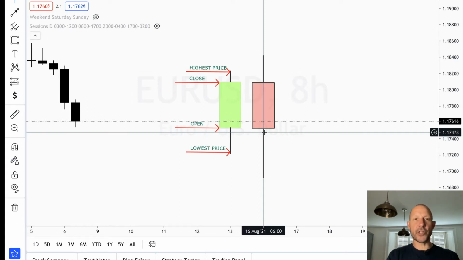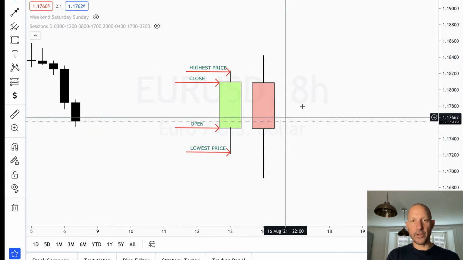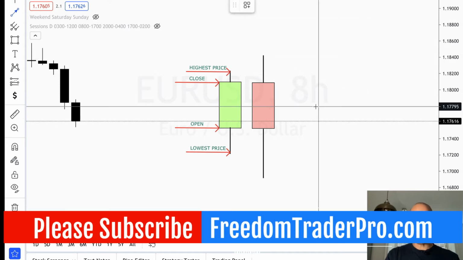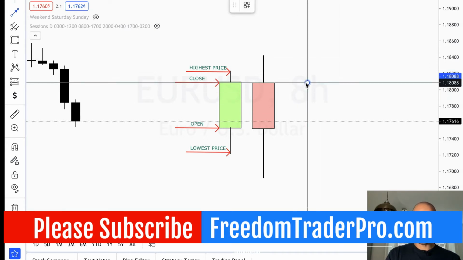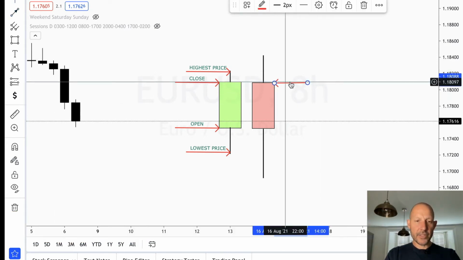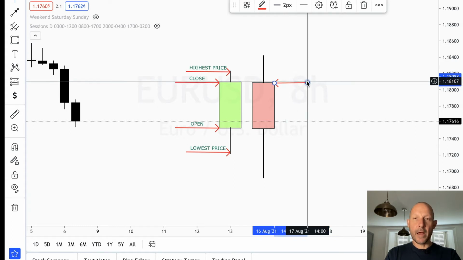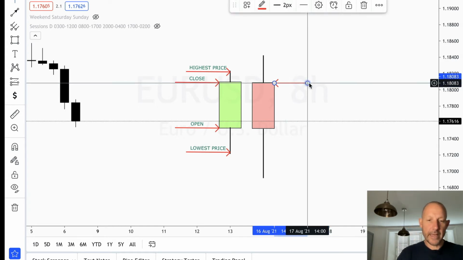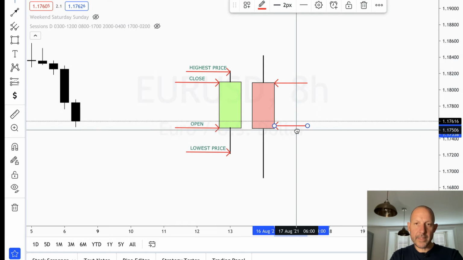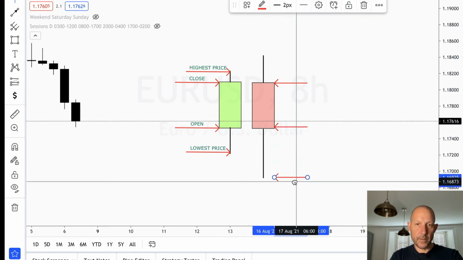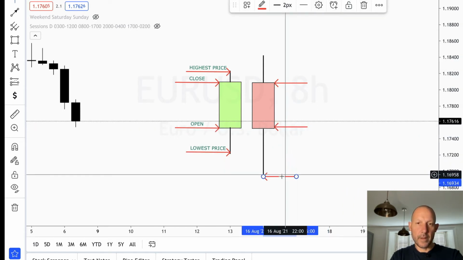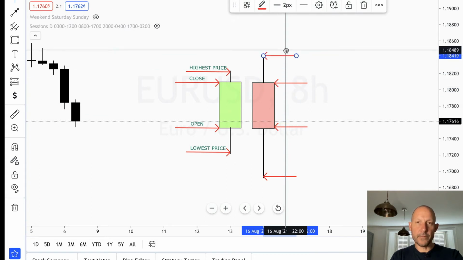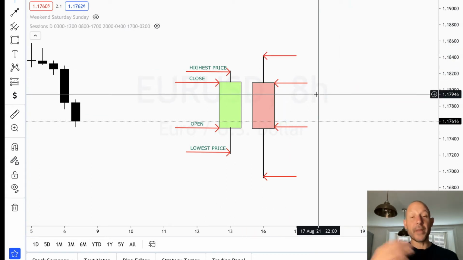Now I'm going to show you this on the charts in just a second, so you can hopefully understand a little bit more about it. But let's just do the same on this one here. We've got the same four points on the candle, but they'll be in reverse.